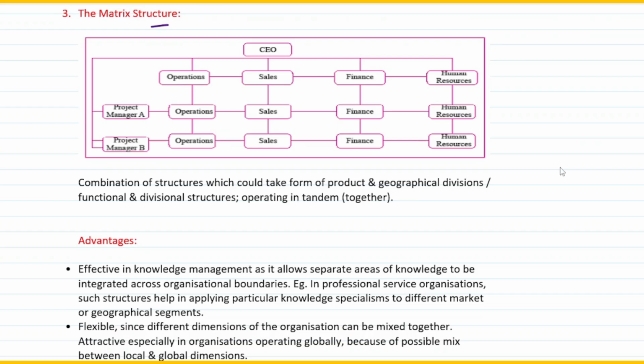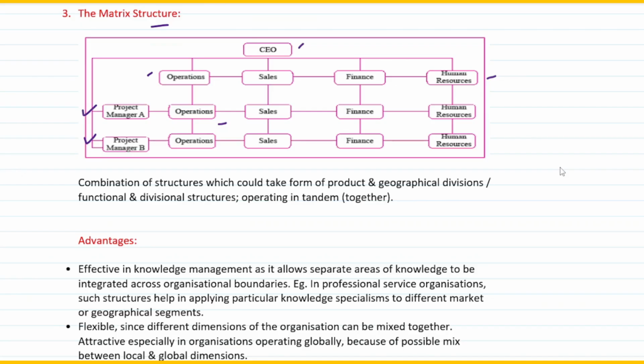How does a matrix structure look like? You generally would find a CEO and there will be people below him who will be in operation, sales, finance and different departments, and thereafter you will have separate projects which would be headed by the project manager, and these project managers would have the same kind of teams. So let's understand how a matrix structure looks like and what is the basic definition of that.